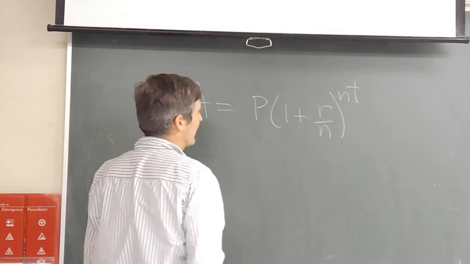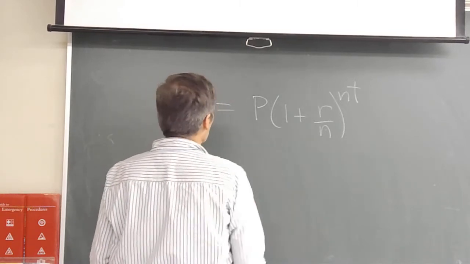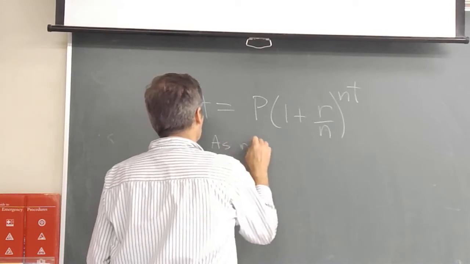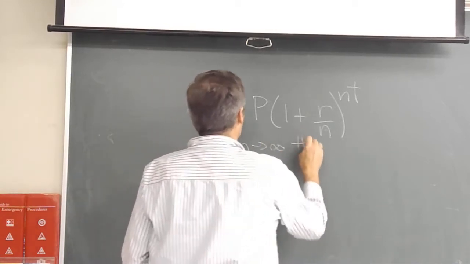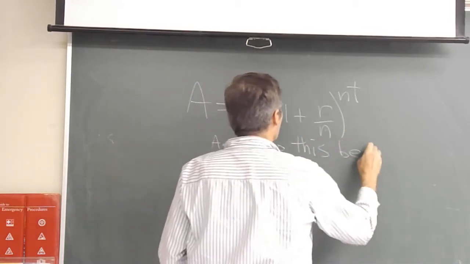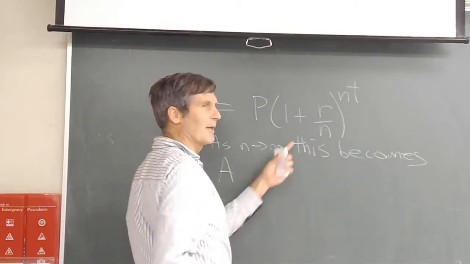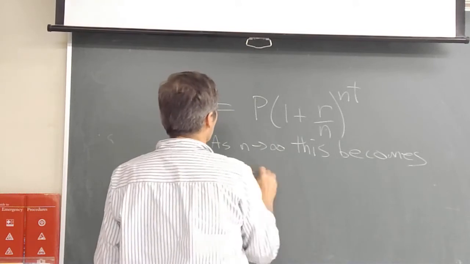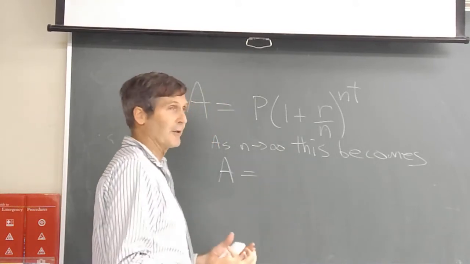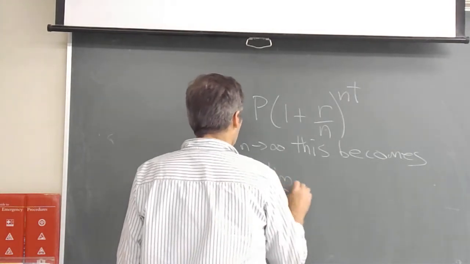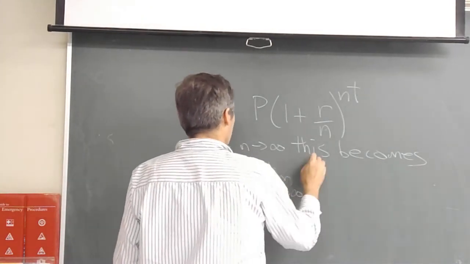Well, if you now want to take the limit of this as t goes to infinity, as n goes to infinity, this is compounding an infinite number of times. What should you get if you compound infinitely many times? What you get is the limit as n goes to infinity of all this stuff. The p can come out.